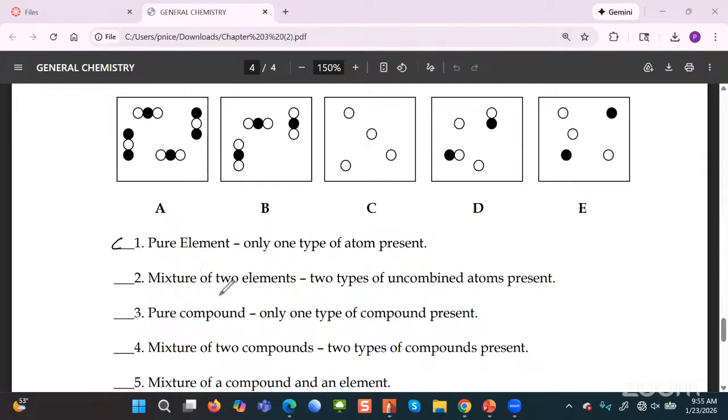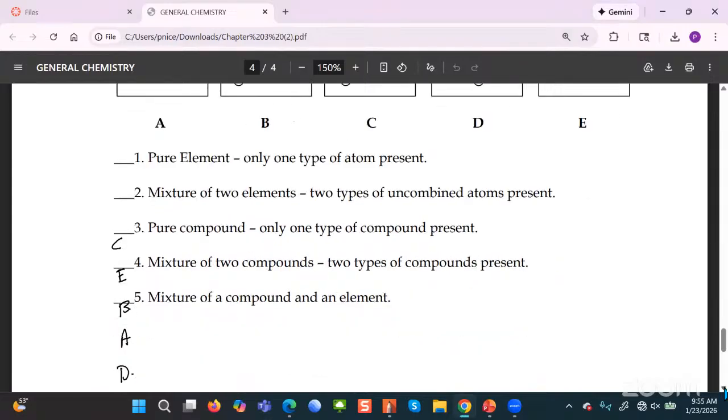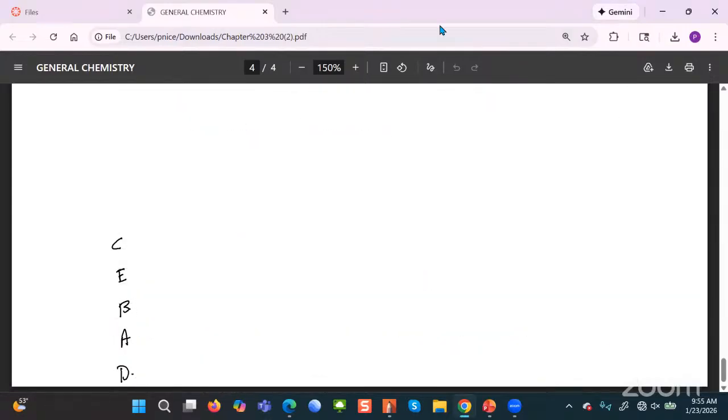Two, mixture of two elements. Two types of uncombined atoms present. I'm sorry? E, exactly. And then a pure compound. Only one type of compound present. B. A mixture of two compounds. Two types of compounds present. A. And then a mixture of a compound and an element, which would be by default D. All right. And that's it. Okay, so we're basically finished with that assignment.